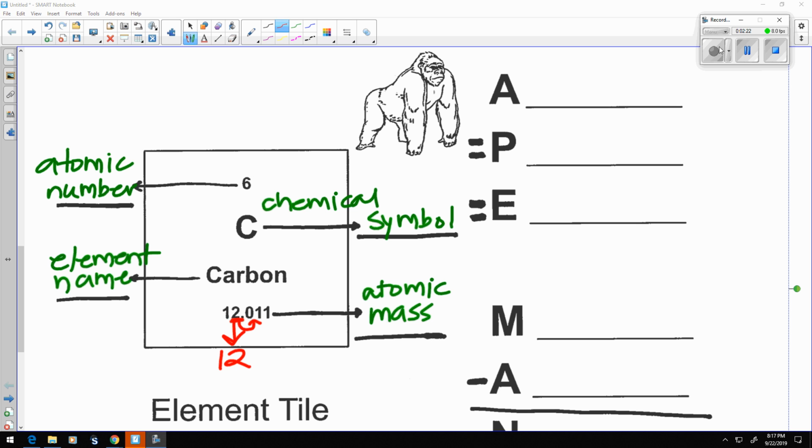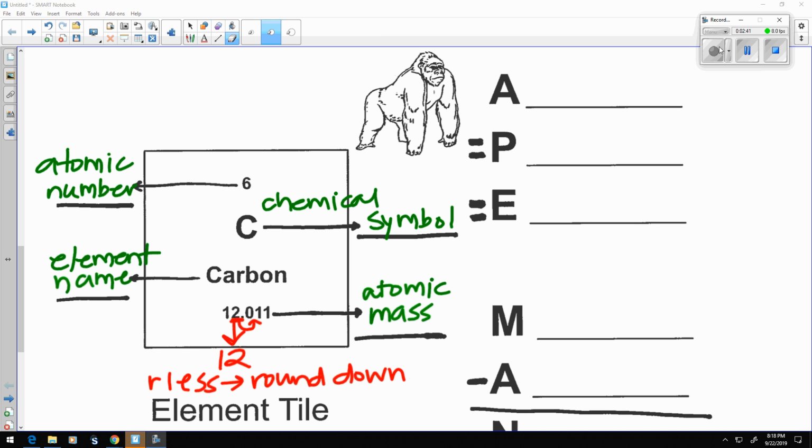Okay, if it is 0.4 or less, you round down. If it is 0.5 or more, you round up. Okay? All right, so that all is pretty much self-explanatory.